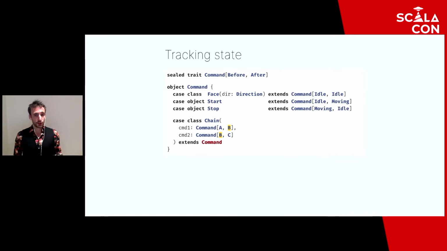And the composition is going to take us from A to B and from B to C, so that's going to be a command from A to C, which we have now declared three type parameters, and we need to actually declare them to be able to use them. And that is essentially everything we need.